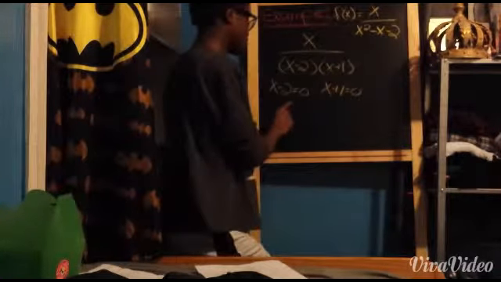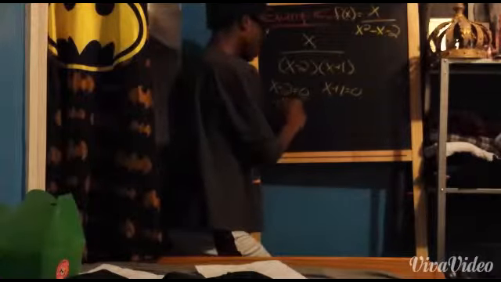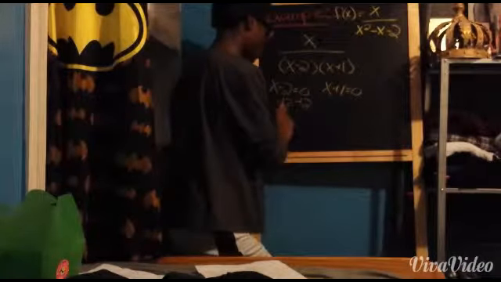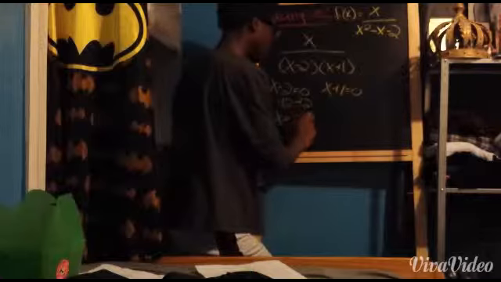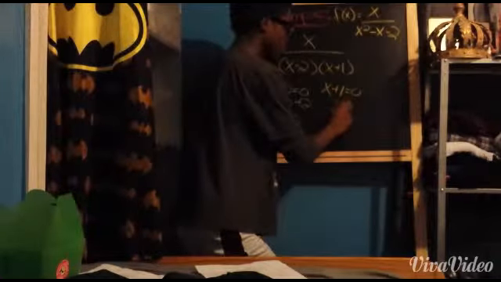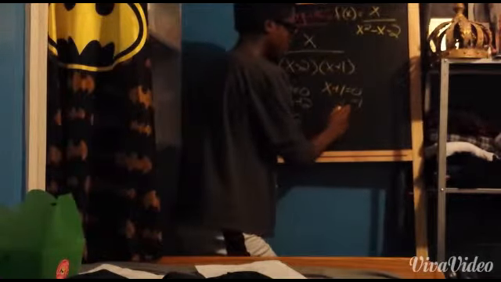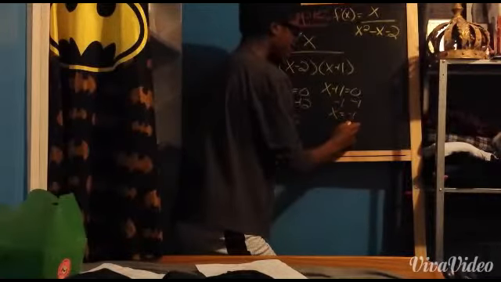Now you want to solve each one. So you'll add 2 on both sides here, and you'll have x equals 2. And from here you want to subtract 1 from both sides. You have x equals negative 1. And these two will be your vertical asymptotes.